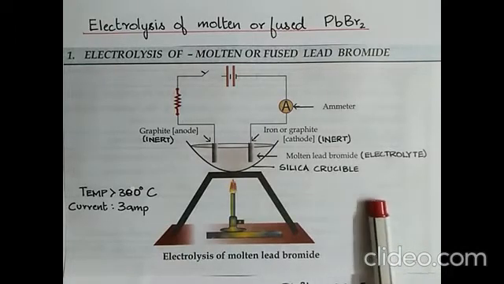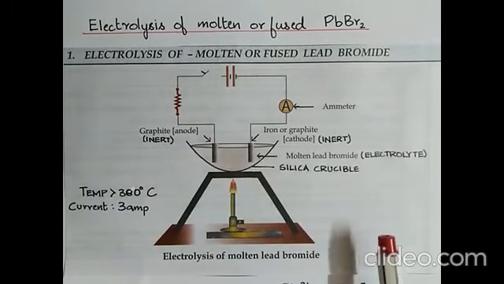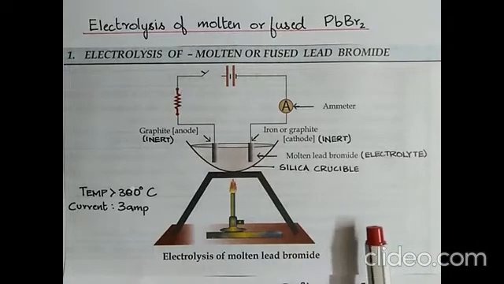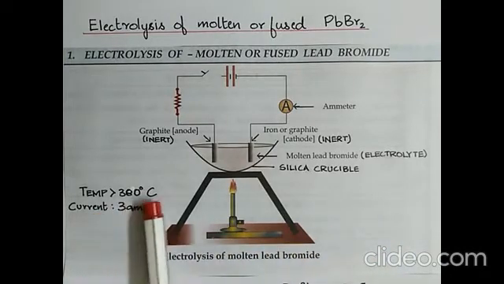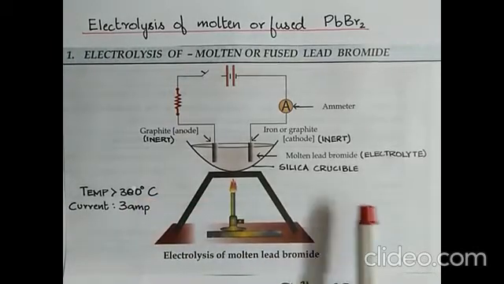Aqueous solution is not used because lead bromide is not soluble in water. The ions become free when lead bromide is in the fused or molten state, and hence the crucible is heated to maintain lead bromide in molten state. Therefore, it is heated to 380 degrees Celsius so that the lead bromide remains in the molten state.